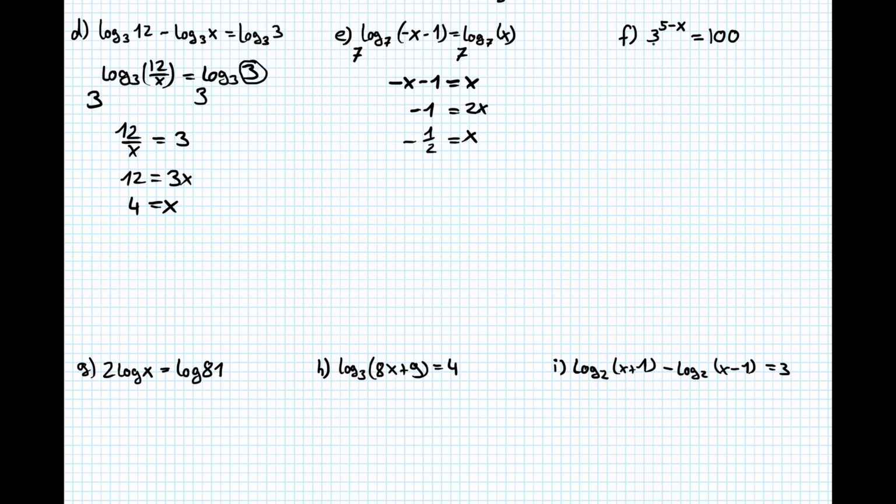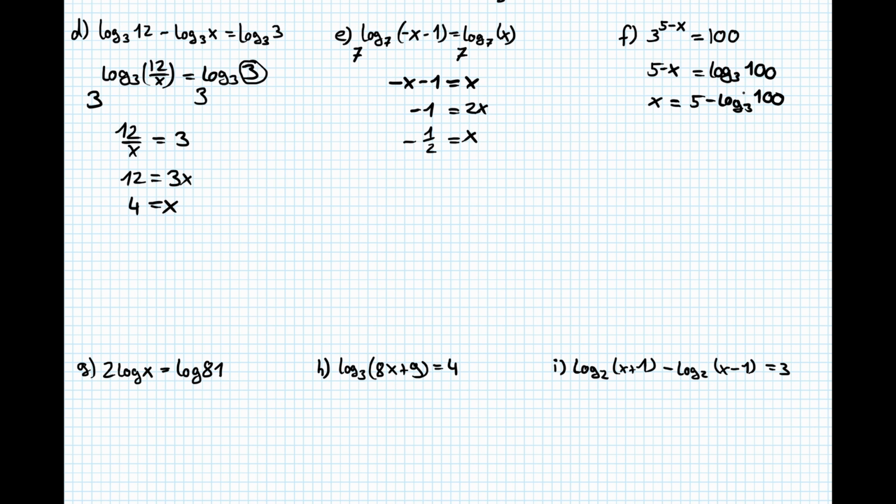Here we can take the third logarithm. So 5 minus x. And this one will just cancel out if we take the third logarithm, or logarithm to the base 3, base 3 of 100. Okay. And now x is equal to 5 minus log base 3 of 100.